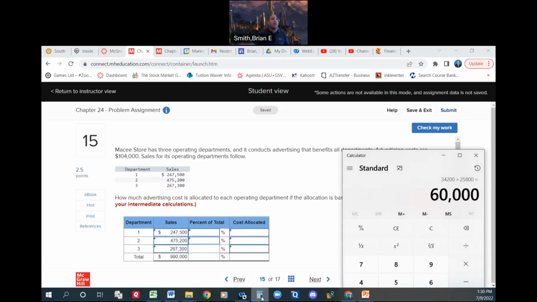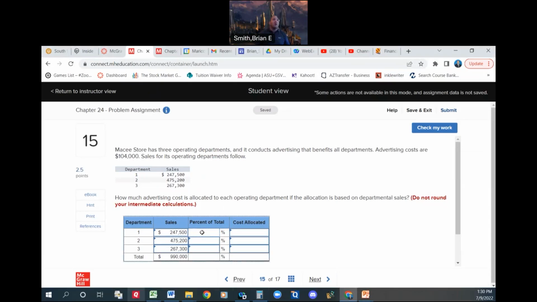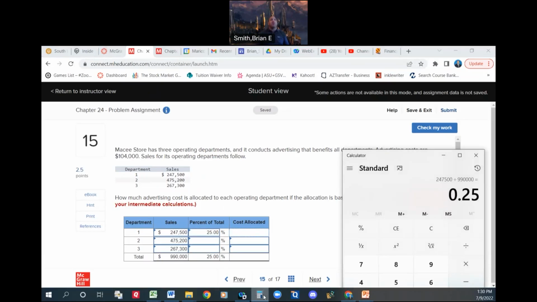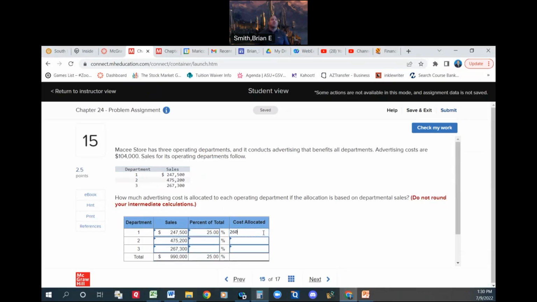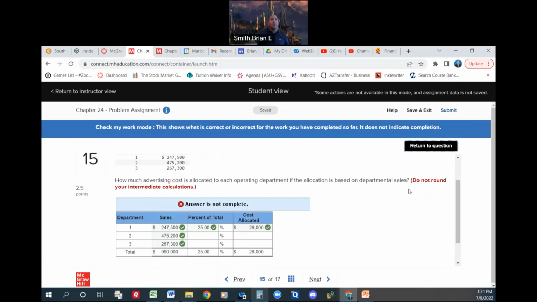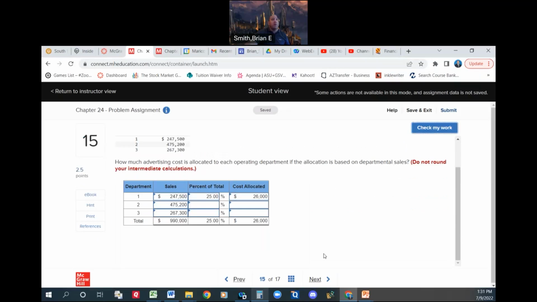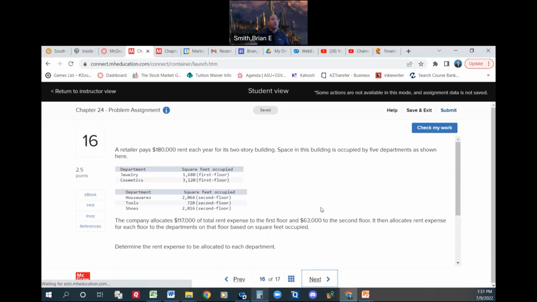So we're going to calculate our percentage here: 247,500, and we're going to divide that by our total sales for the entire store. So we got 25% of sales going here. How we're going to calculate this cost is we're going to take this 104,000 and allocate 25% to it. So we're going to allocate 26,000 of our advertising costs to department number 1. You guys can go ahead and do the rest of that on your own. I don't want to do all of this for you. You need to be able to do some of this, so I'll leave that for you to do.